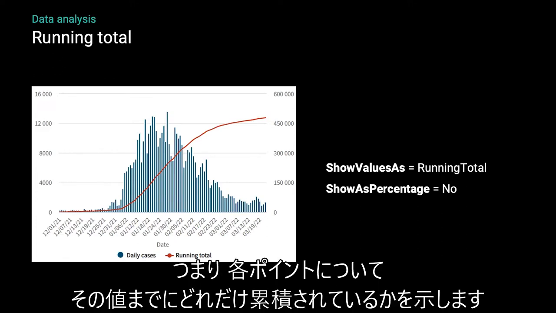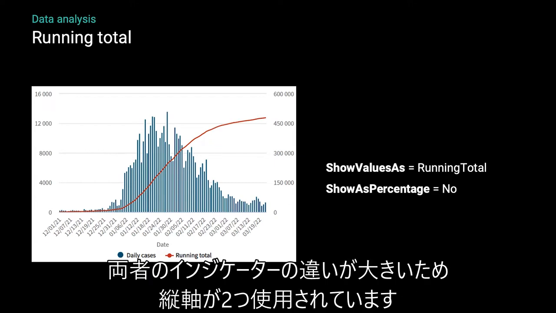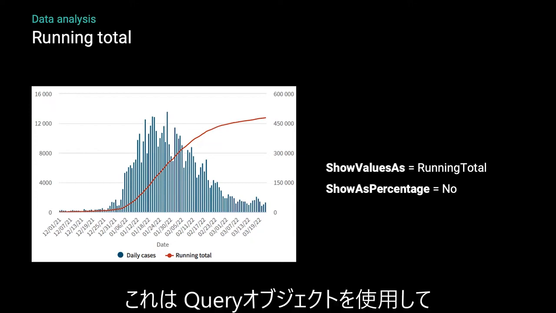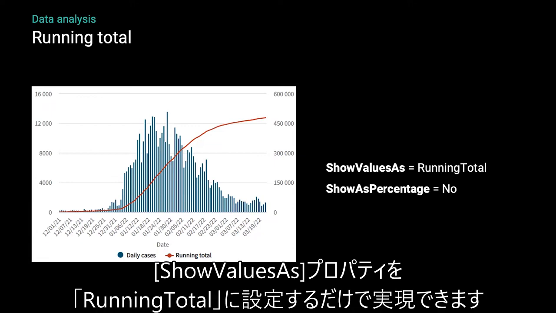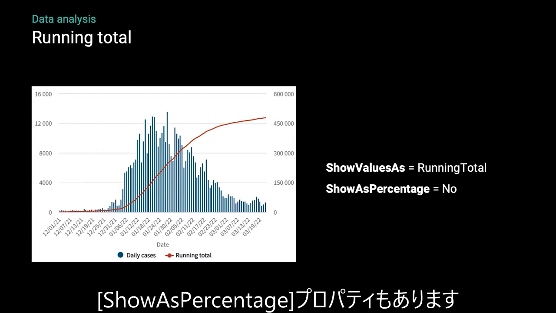Another very used method in data analysis is what we call partial sums. So this is shown for each point. What is the cumulative number up to that value? In that screen, you have the same plot with the accumulated values and the original values using two vertical axes due to the big differences in magnitude if you compare both indicators. So this is something that you can do with a query object just by configuring the show values as property as running total. And you also have the show as percentage property. That property allows you to see these partial numbers as percentages of a maximum value reached.